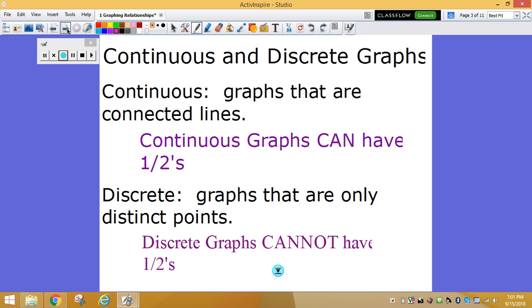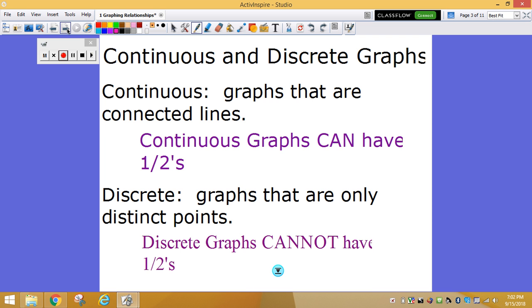Discrete are only points, okay? They're just going to be graphs with dots. You're not going to connect the dots. They're just going to be graphs that have dots. And discrete graphs cannot have halves. So like people, right? You're not going to have 2.5 people show up to something.